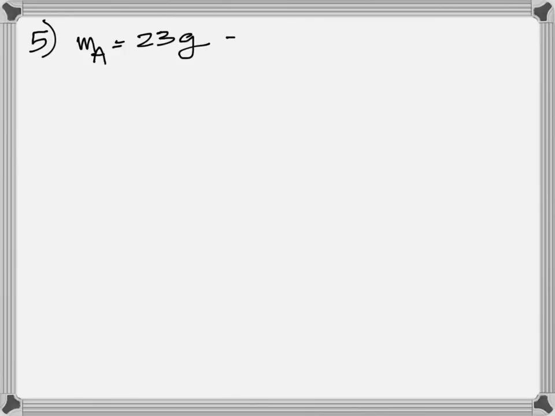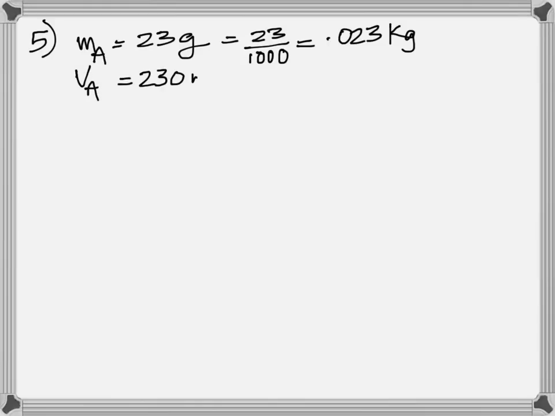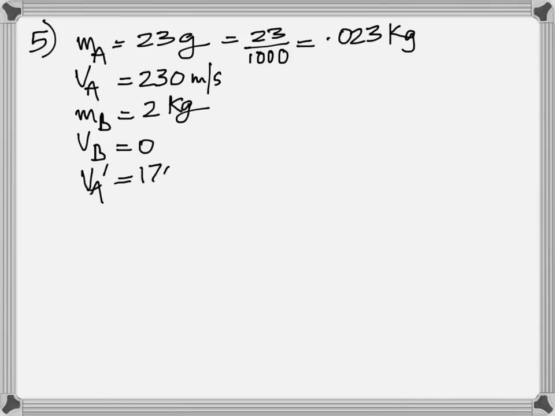So here we go. MA is given in grams. You have to change it into kilograms, so you would get 0.023 kilogram. VA is the velocity of the bullet, which is 230 meter per second. MB is the mass of the block, 2 kilogram. And VB is 0 because it's stationary. You see, the word stationary means not moving.